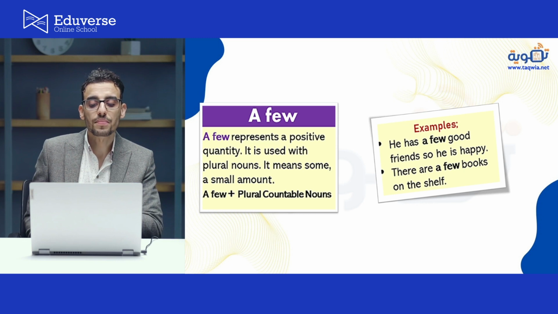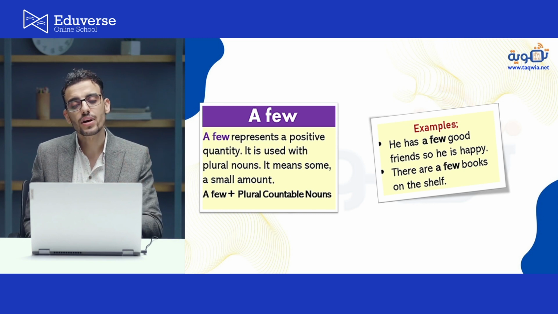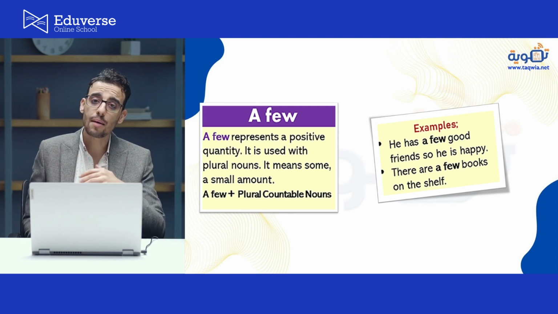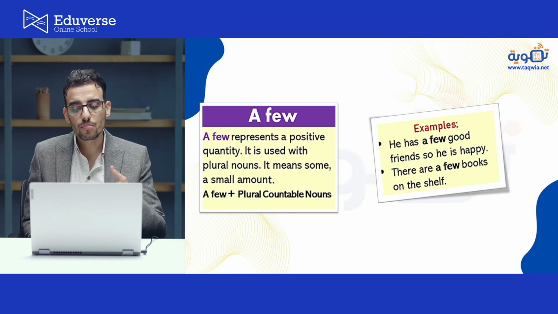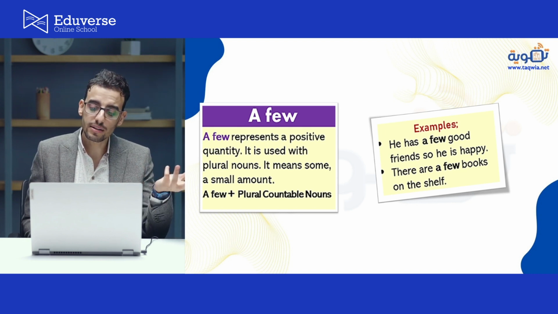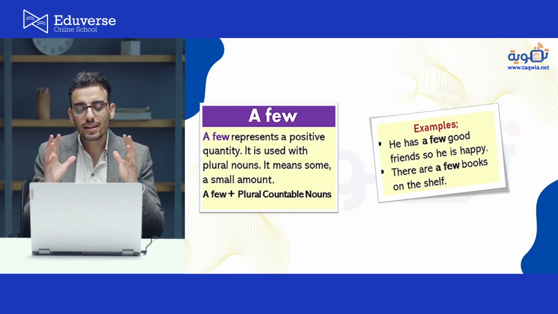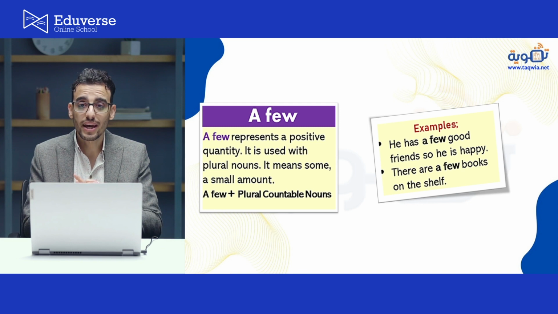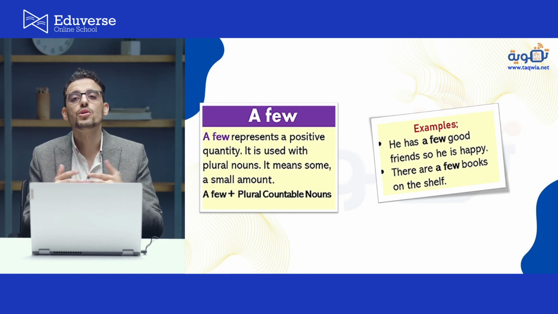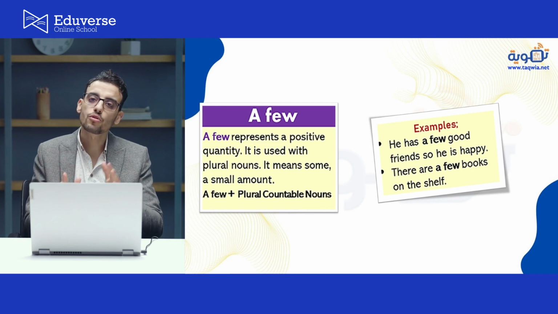Look at the example. He has a few good friends, so he is happy. There are a few books on the shelf, all right? So a few books, a few friends, they mean a small amount, okay? So use a few if you are talking about something that you can count, and it's also plural at the same time.